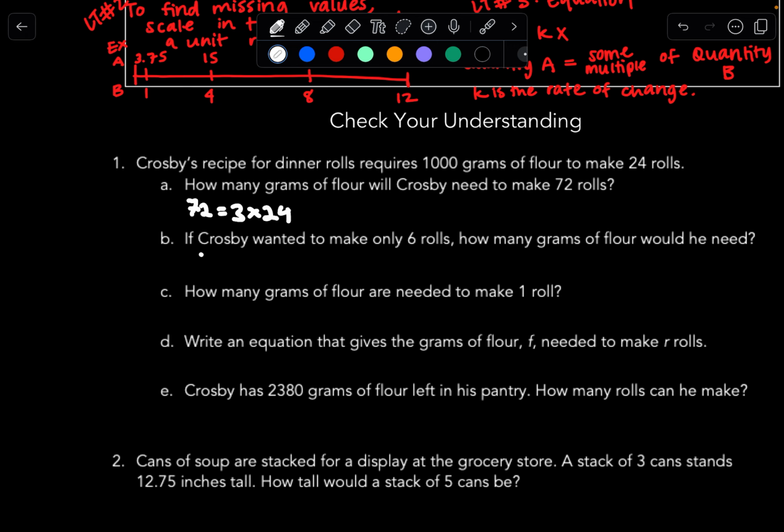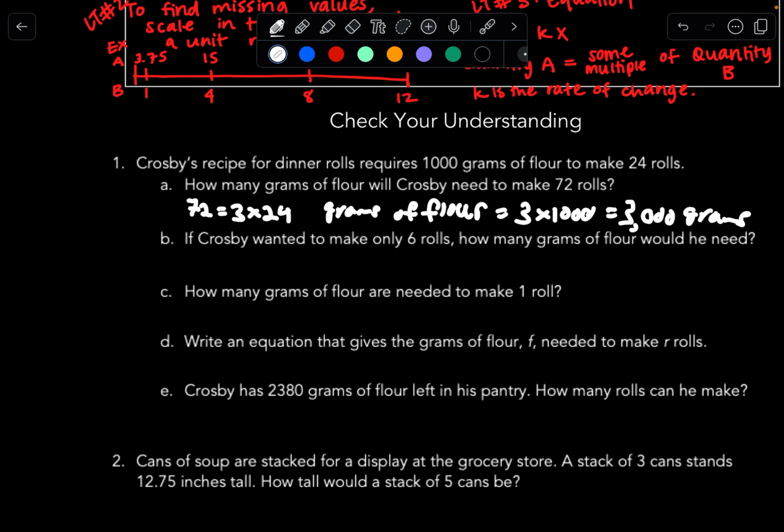So the grams of flour equals 3 times 1,000, because 1,000 grams was for 24 rolls. And since 72 is 3 times that, we would need 3,000 grams. If Crosby wanted to make only 6 rolls, how many grams of flour would he need? By the way, you should pause this and do these and then check with me or watch the video.